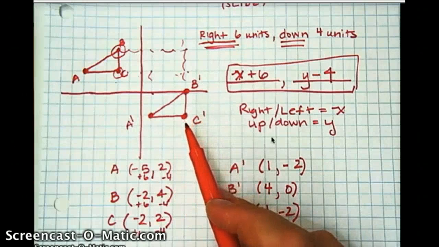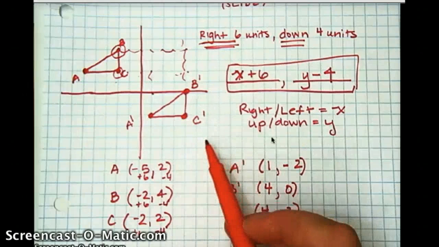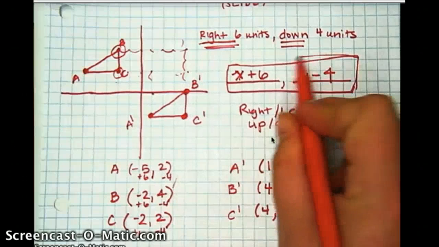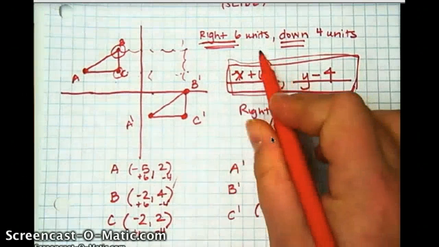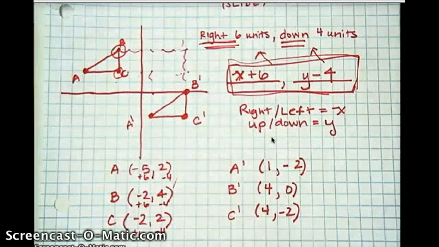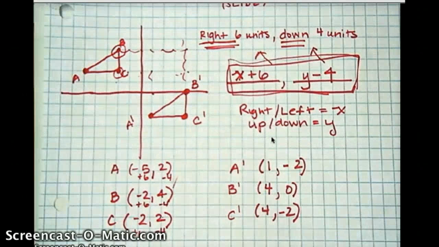So if you ever get to a position where you don't have access to graph paper and you can't graph it, just come up with a rule based on what they tell you, and then you will be able to get your new points. Okay.